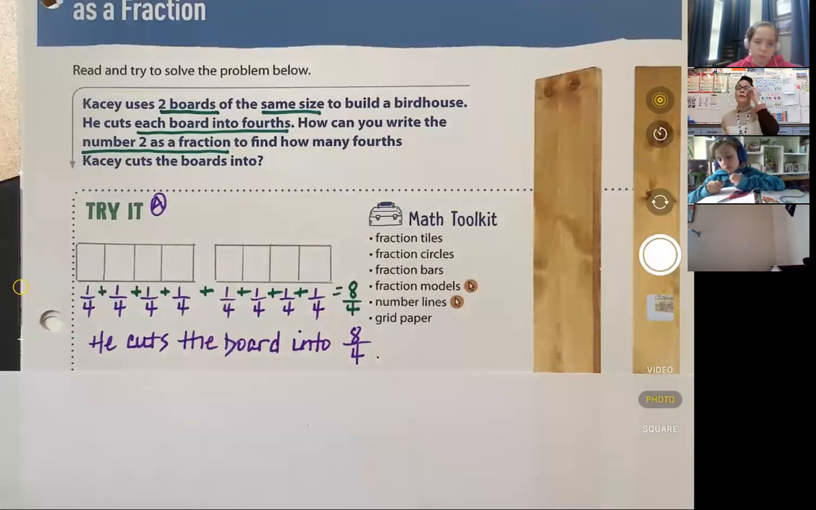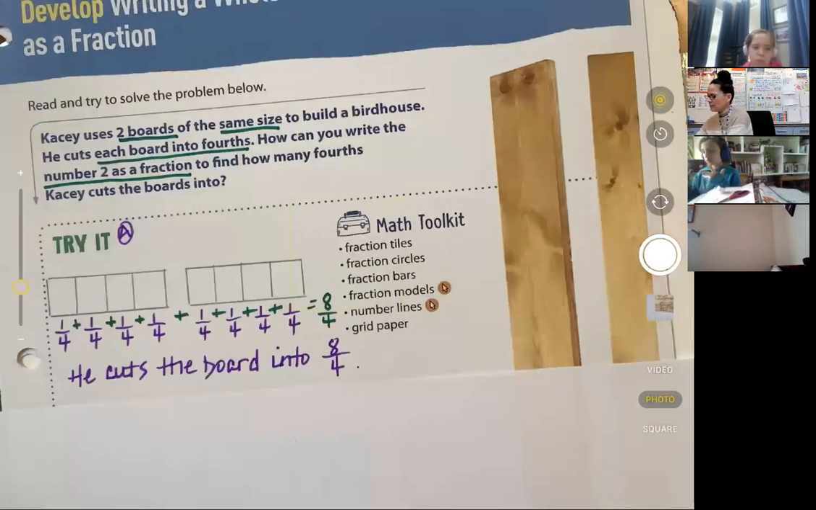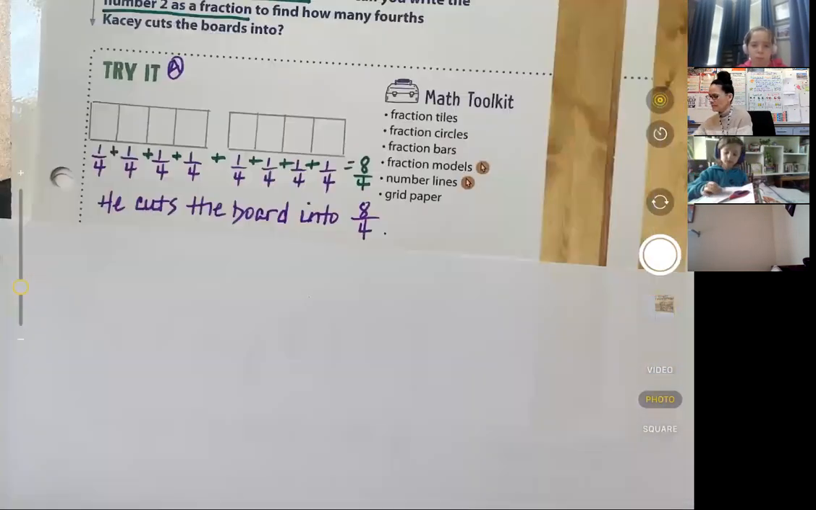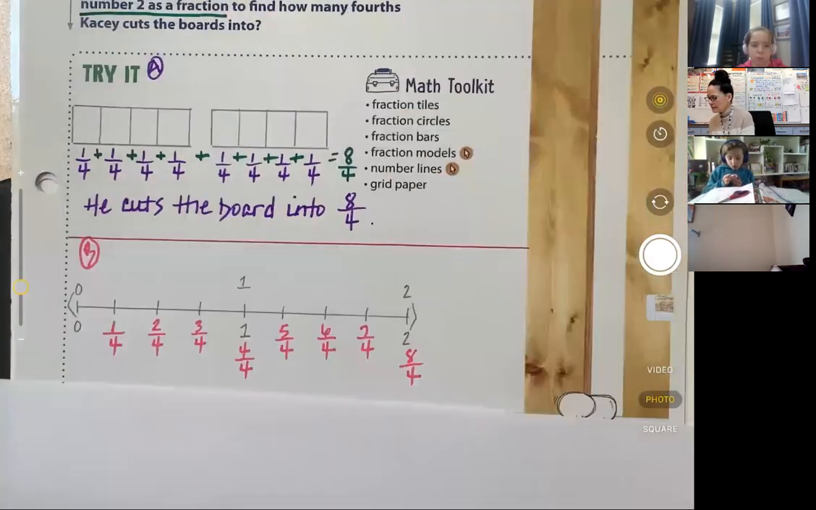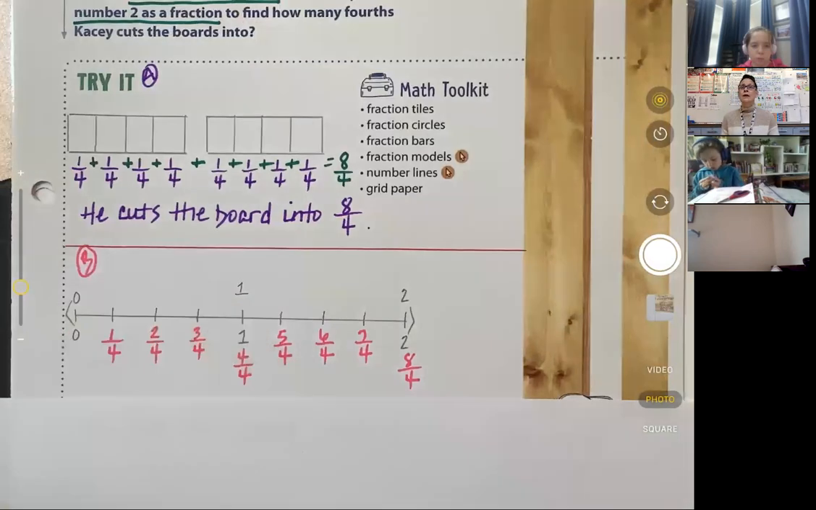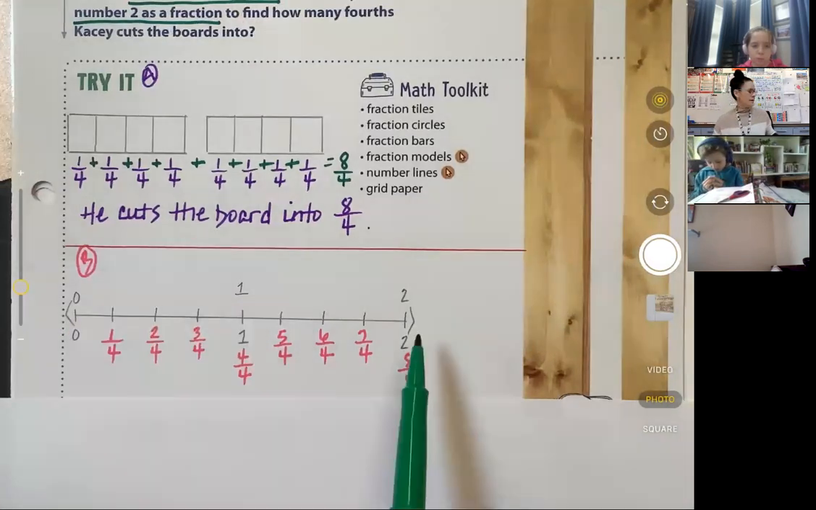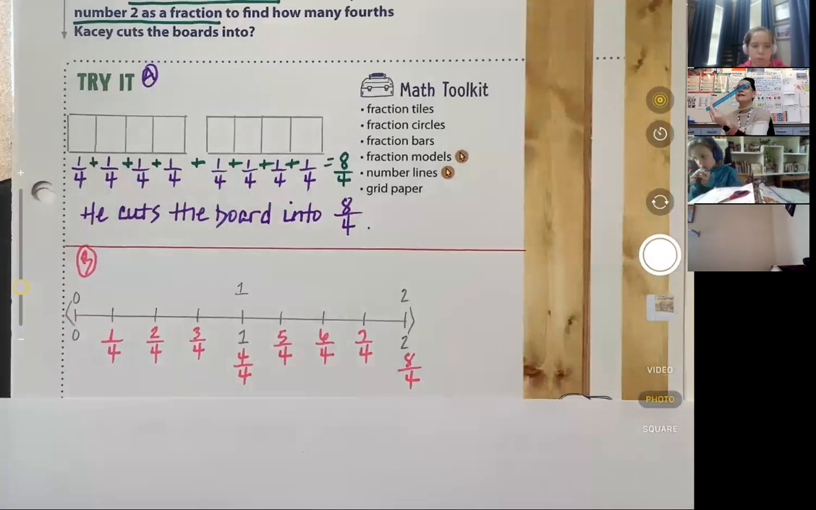And what we're also going to do, as we have all through this unit, is look at this same problem through the lens of a number line. Let's take a look. So what you need to do is first draw your number line. And again, if you want to use your ruler to draw a nice straight line, you can do that.